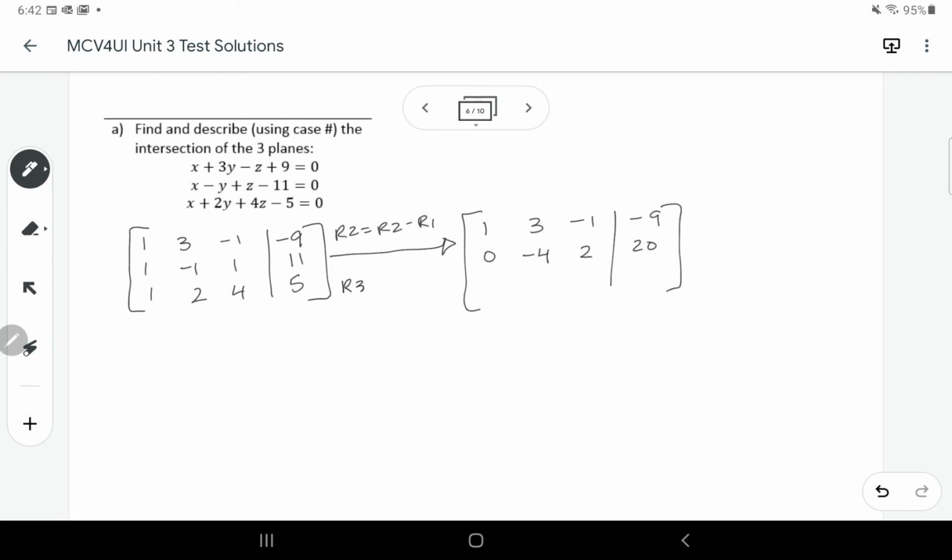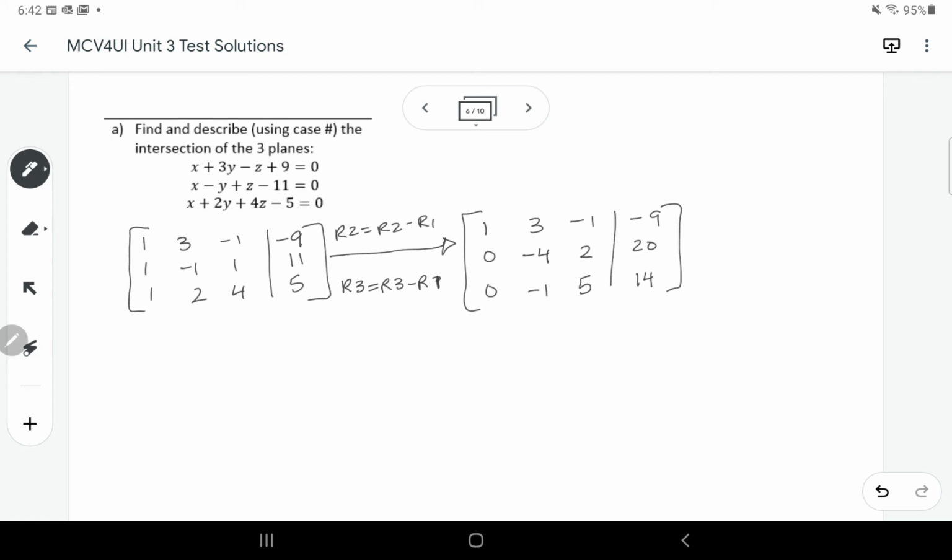And then I'll do row 3 is row 3 minus row 1. And again, 1 minus 1 is 0. 2 minus 3 is -1. 4 minus -1 is 5. And 5 minus -9 is 14.